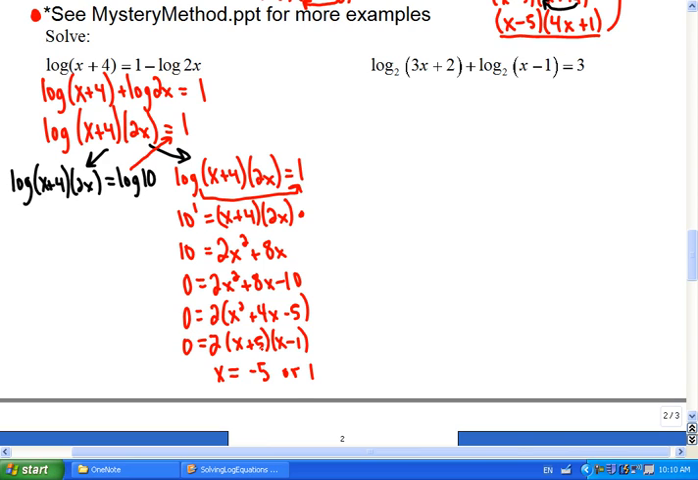So negative 5 is not going to work in either. Won't work there, won't work there, rejected. Positive 1, yeah, no problem there, and no problem there, so positive 1 will work. That's the only answer in this situation.